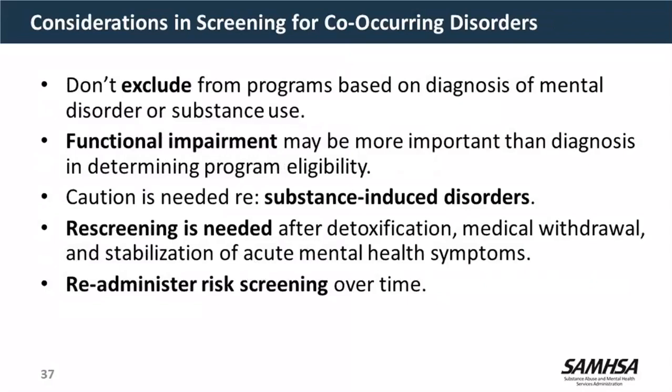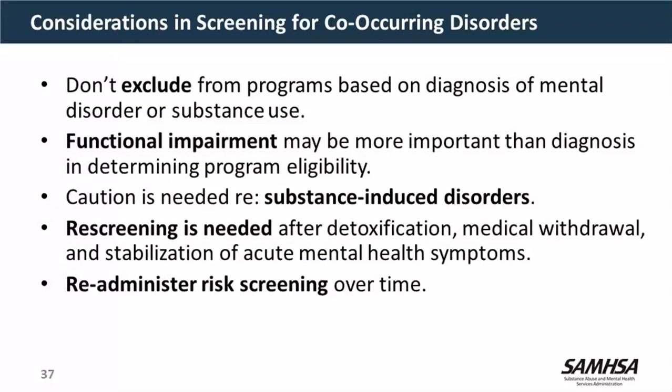All right, so some considerations in screening for co-occurring disorders. I'll go through these fairly briefly. We don't want to exclude people from programs based on just the diagnosis, but it's much more important to look at the areas of functional impairment than diagnosis. So somebody can have a diagnosis of depression. They might be a CEO of a major company in the U.S. and be functioning pretty well, holding, obviously, having family, a job, and so forth.